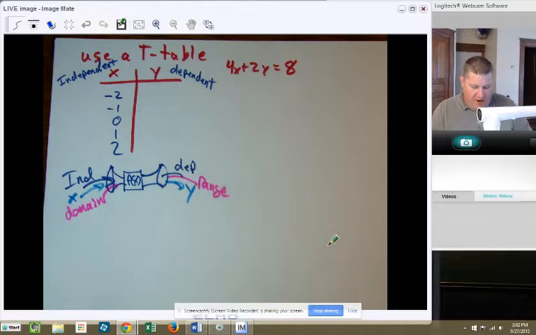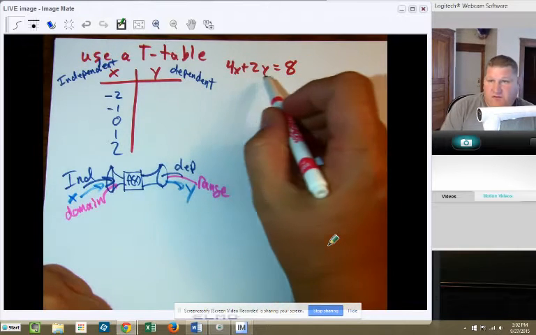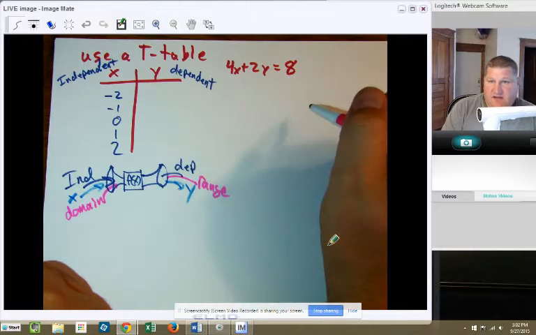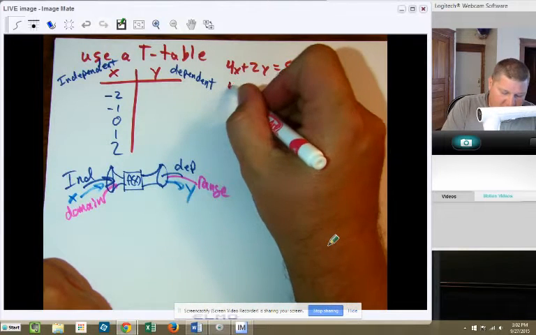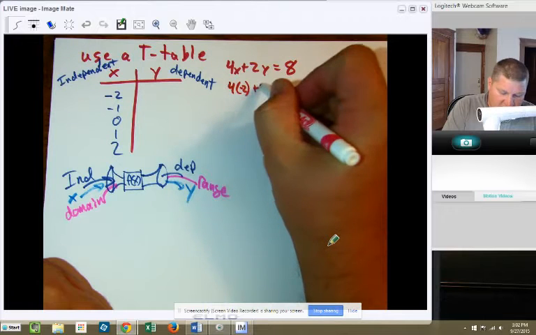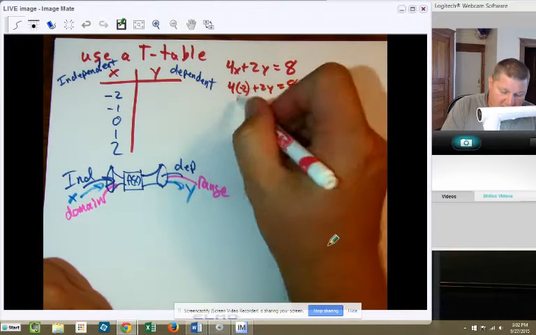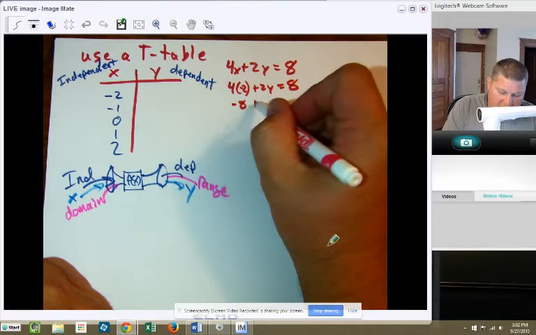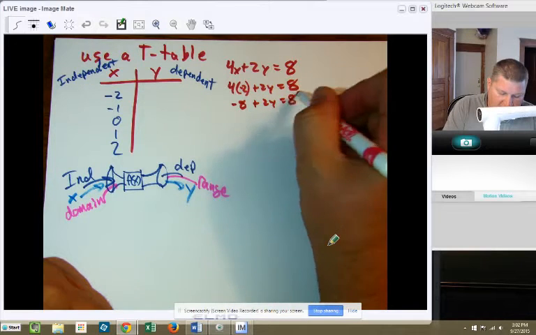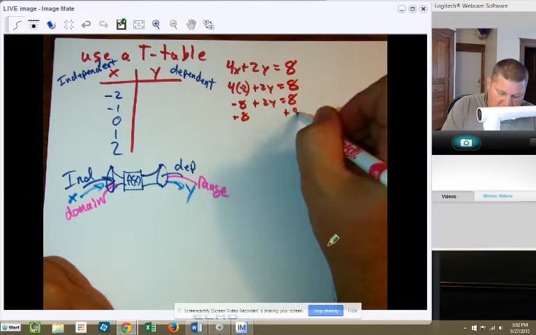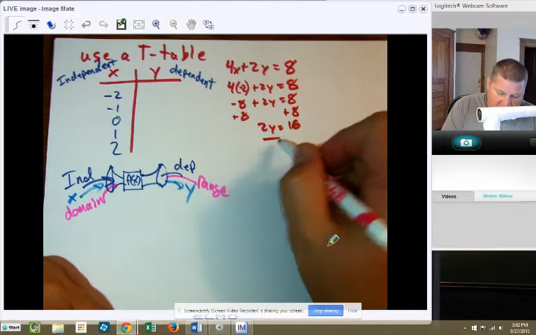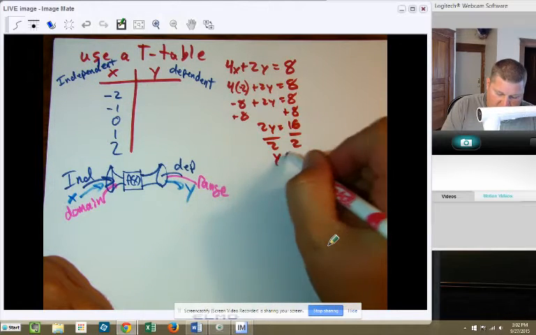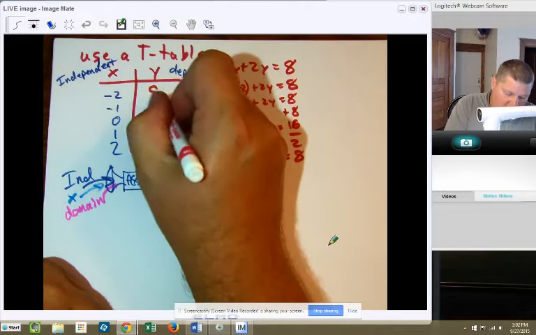Now, the problem here is we have 4x plus 2y equals 8. That's a fine equation. However, if I try plugging in 4 times -2 plus 2y equals 8, I now have to solve this every single time. And it becomes a real pain, because just to get one value, I end up having to make about 5 or 6 steps.